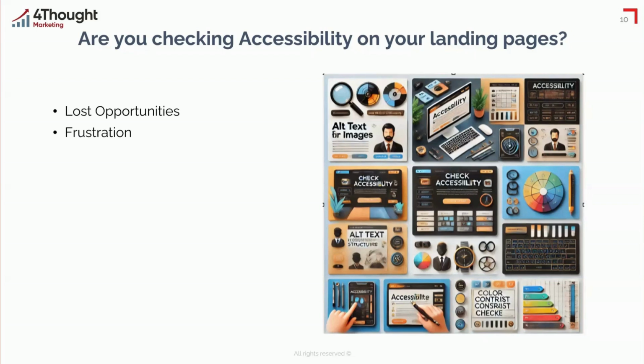Second will be frustration. Visitors who encounter an inaccessible landing page may become frustrated, which may negatively affect their perception of the brand. Third will be the legal risk. Depending on the region, companies may face legal repercussions if their website does not comply with accessibility standards and regulations. And the last point will be the SEO impact. Many search engines may penalize sites with accessibility issues, which reduces the site's visibility and ranking in the search results.